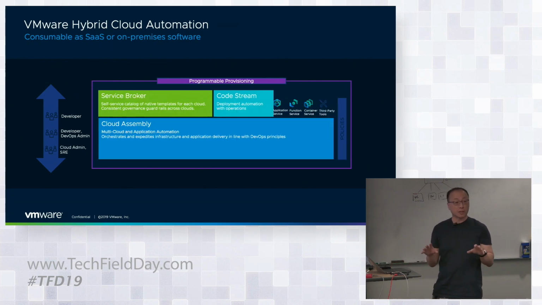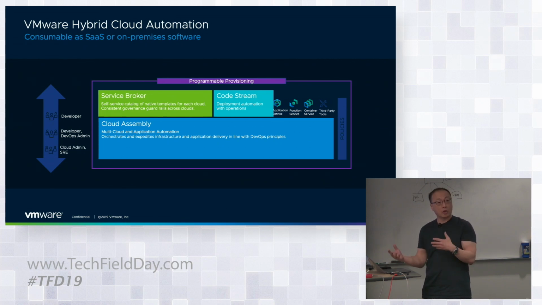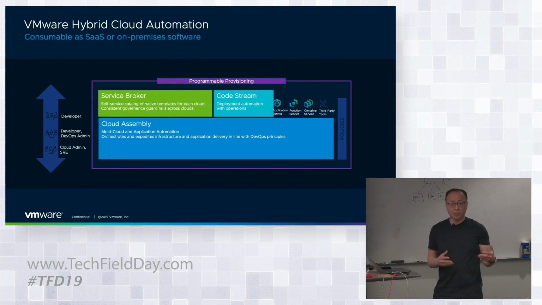The three products that make up our SaaS offerings are Cloud Assembly, right, which is a core offering around automating orchestration and accelerating delivery of applications and infrastructure to the enterprise. Service Broker, that's our self-service catalog with native templates for each cloud and a common governance guardrail across those, right? And that's our Service Broker product. And then CodeStream for automating deployments with operations. But the key thing is that the exact same capabilities, right, right now are in cloud automation services today, which is in GA and it's updated every month. You'll notice the blogs that we write, and the primary writers and providers of that blog is the person that's going to be coming up next, very shortly.